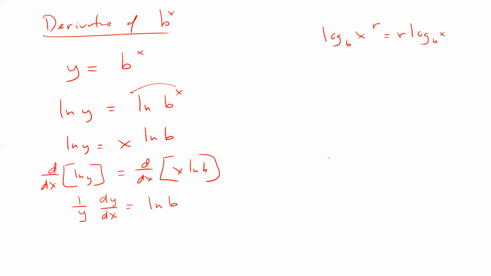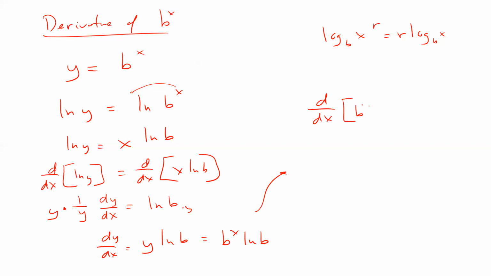So here's what we do. We've got to solve for dy/dx, so let's multiply both sides by y. So dy/dx is equal to y ln of b, but hold on, y is going back to our original function. This is just b to the x times ln b. Are we good? So the final answer: d over dx of an exponential function is just that exponential function itself multiplied by ln b.